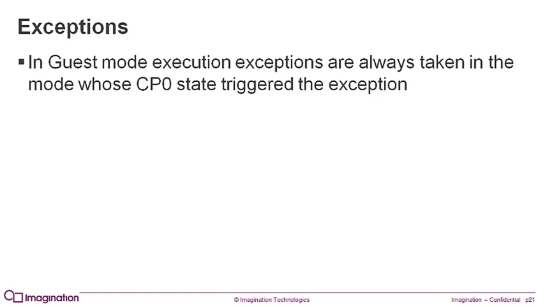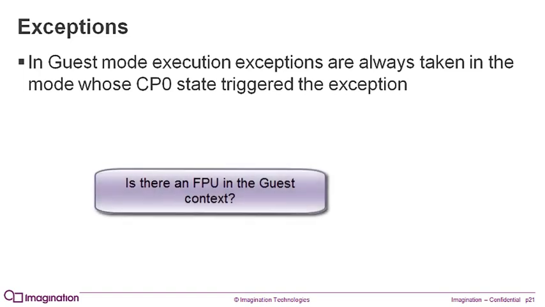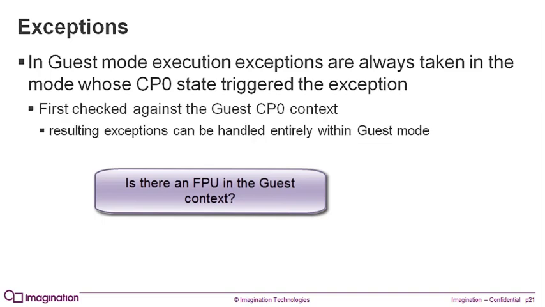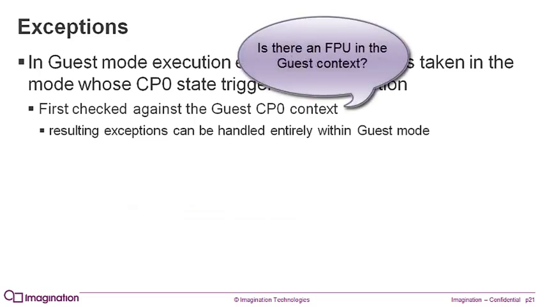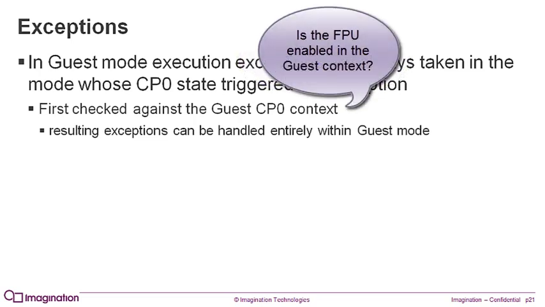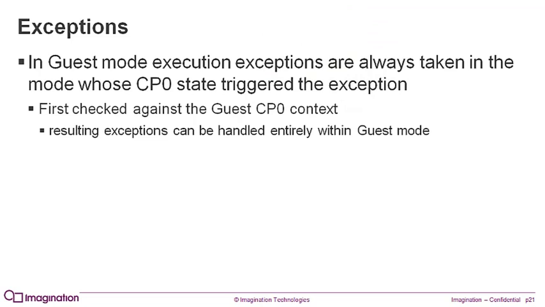For example, say the guest OS is Linux, and one of the processes in Linux issues an FPU instruction. The virtualization module first checks to see if the guest config1 FP field is set to indicate that there is an FPU, and then it checks to see if the guest status CU1 bit is set to see if the FPU is enabled. If either of these is not set, then a guest exception will be raised and the Linux OS will handle the exception.